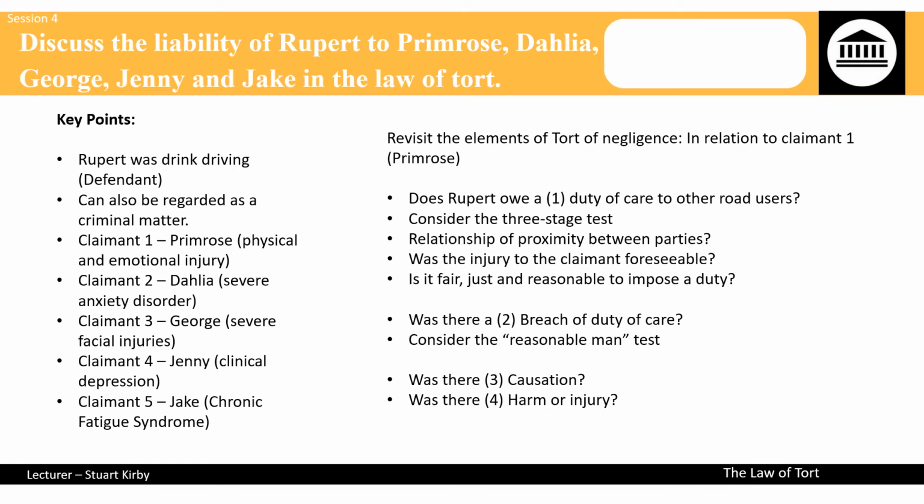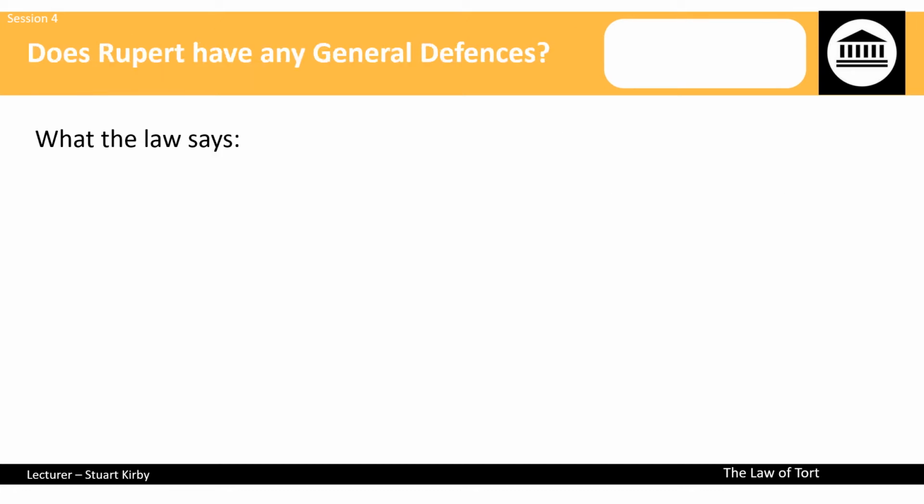But what I mean by causation is that, of course, the car is traveling on the road. Primrose is crossing on a crossing. There is contact, so it's easy to prove that that car caused the injury to Primrose. So it's quite straightforward. Obviously, when we get to things like clinical depression, could that car hitting Primrose cause clinical depression in Jenny? This is something we need to explore later on. But hopefully that's quite straightforward.